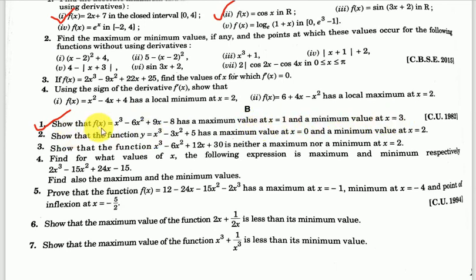So the function is given to us. In this case, we have to show that for x equal to 1, this function will give you the maximum, and for x equal to 3, this function will be the minimum.